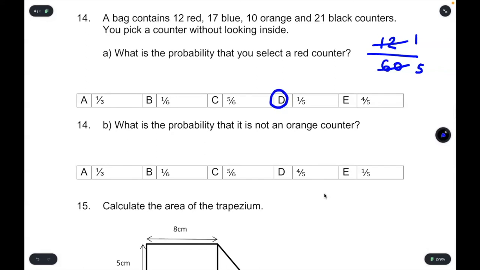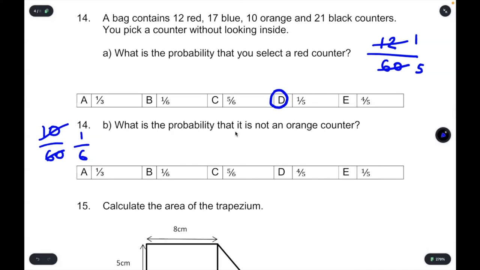14b says, what is the probability that it is not an orange counter? Firstly, let's say, what is the probability that it is an orange counter? Well, the orange counters make up 10 counters out of 60. 10 out of 60, we can simplify and just say 1 out of 6 because we can divide top and bottom by 10. But that's the probability it is an orange counter.